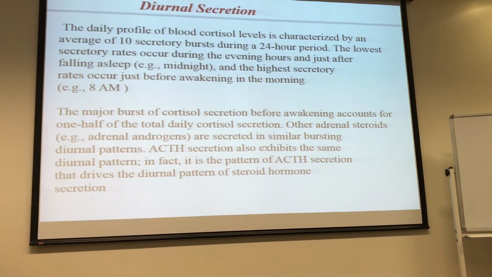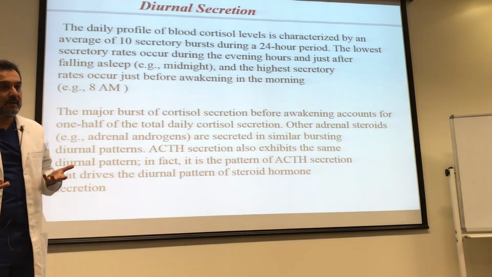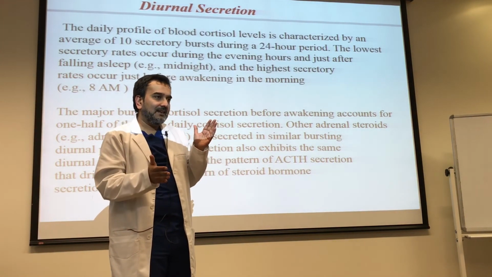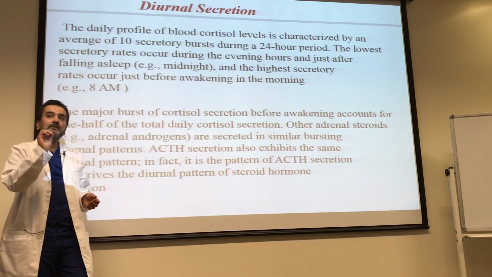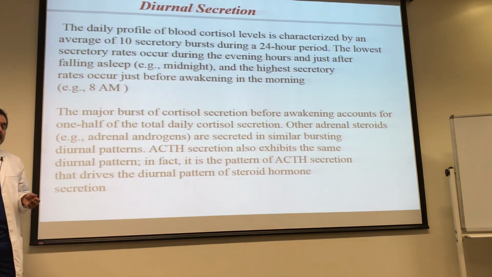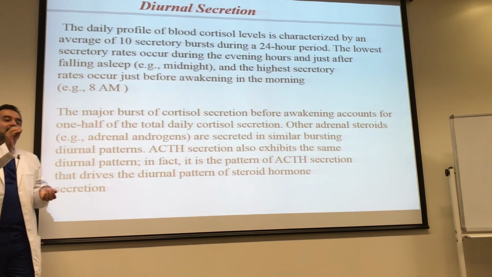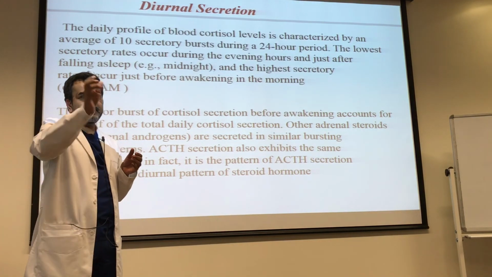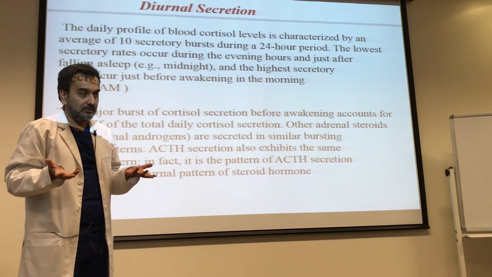Now we know that cortisol secretion has a diurnal variation. That means in daytime and in nighttime it would have different concentrations. It is produced from the adrenal cortex, from the zona fasciculata and reticularis, in the form of bursts. There are about 10 pulsatile bursts during 24 hours which release cortisol.